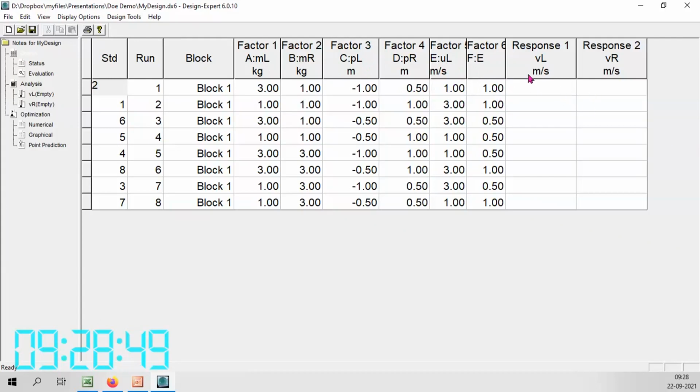Then we do the experiment and determine the responses, and then we have to do this for all these combinations. So let us do it one by one.